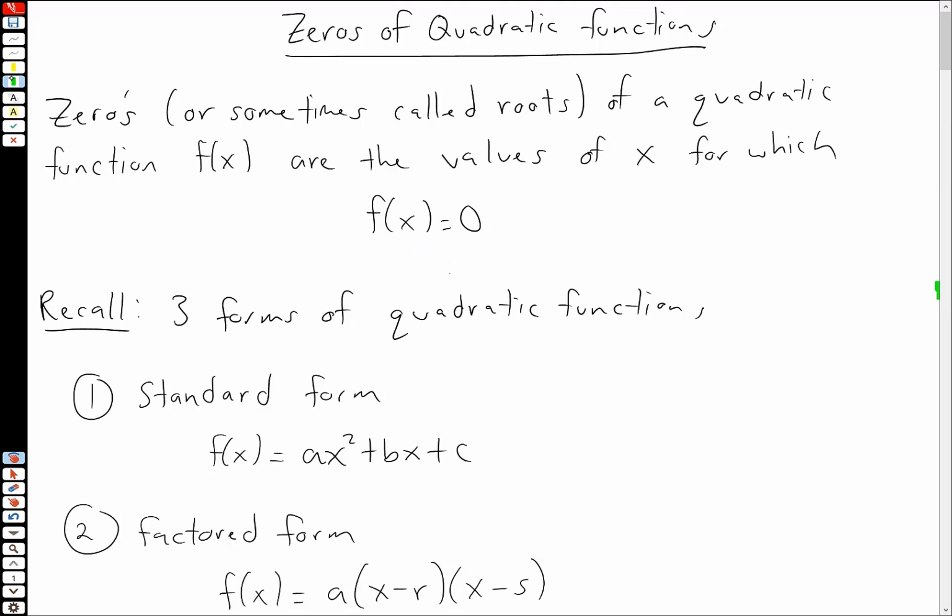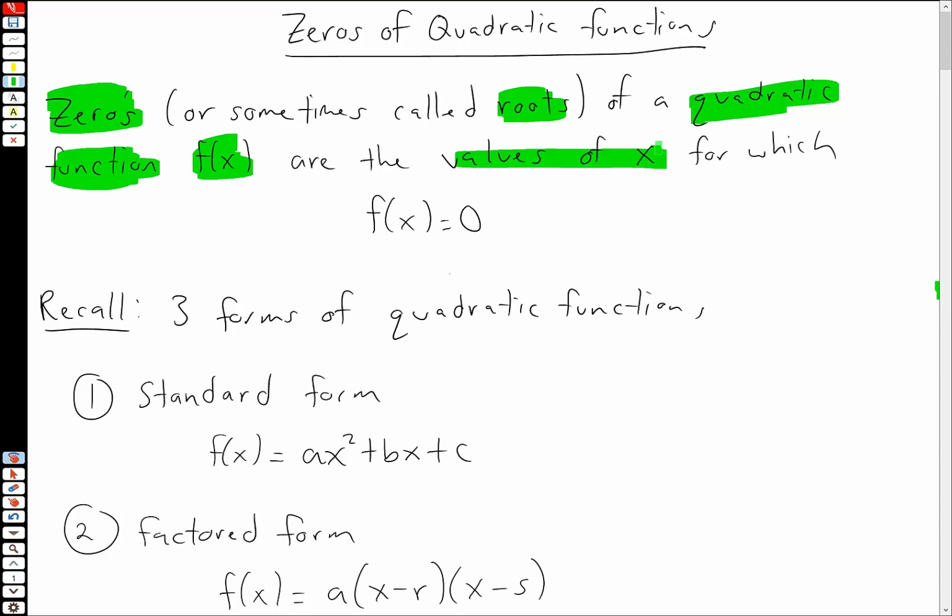Hey everybody, so today we're going to be talking about zeros of quadratic functions. Now what are zeros? Zeros, which are sometimes called roots of a quadratic function f of x, are just the values of x for which f of x is equal to 0. In other words, they're the x values that if we plug them into the function, we get 0 out, which is why we call them zeros.